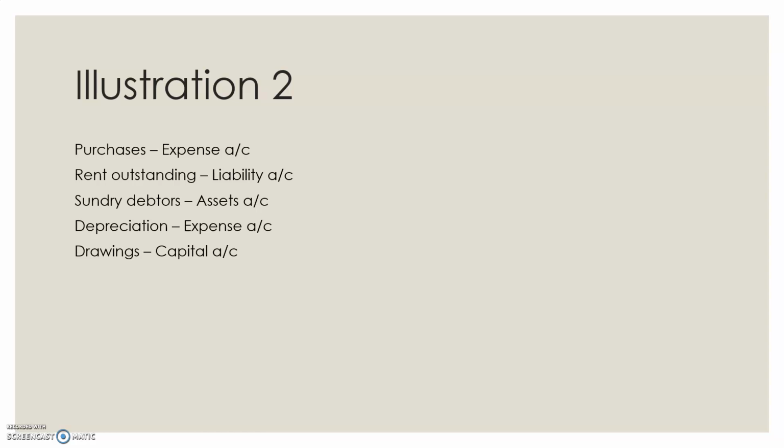Sundry debtors account. Sundry means total. At the end of the year, you will find out the total amount of money that you have to get from the various debtors. That represents the sundry debtors, total debtors. All the debtors mean you have to get money from them. So it's an asset for you, an asset account.